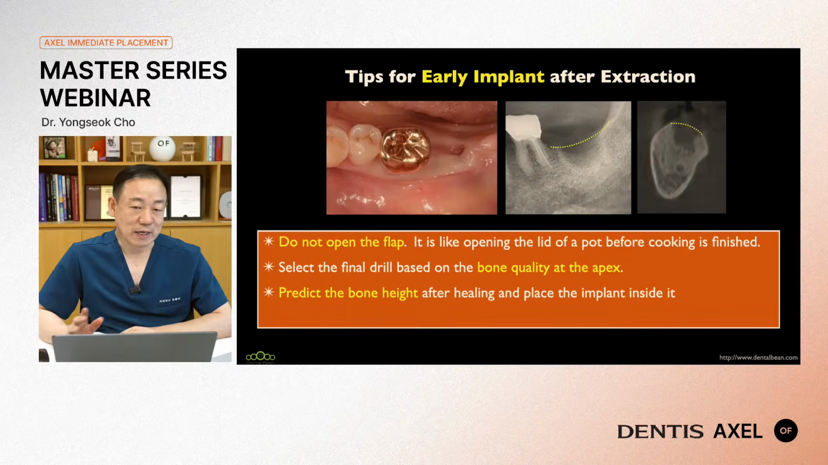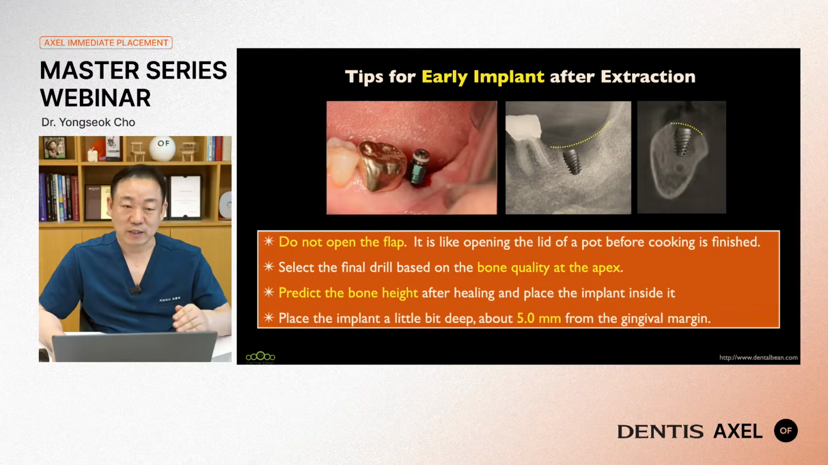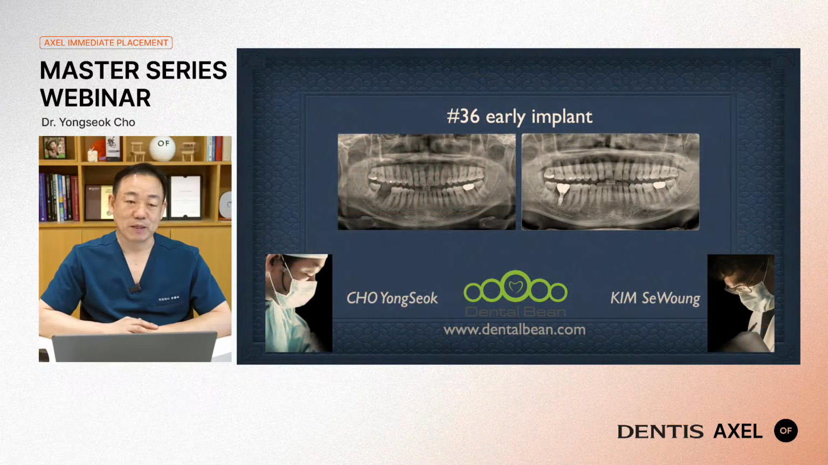And this is very important. Predict the bone height after healing and place the implant inside it. We can imagine how much bone will heal. Then your implant should be positioned within the expected bone. And it is better to place the implant a little bit deep, about 5 millimeter from the gingival margin. Let me show a case of early implant placement.